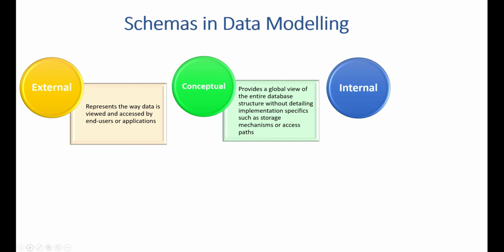And when you talk about conceptual, it provides a global view of the entire database structure without detailing implementation specifics such as storage mechanism or access paths. So it is a conceptual plan. It is like an architecture on paper, pen and paper, right? You have an application, and for that application, before exactly implementing the database tables, you write ER diagrams showing how each table is conceptually and logically related to each other. So what exactly is the relationship between them, and what are the constraints between them? That is more conceptual.